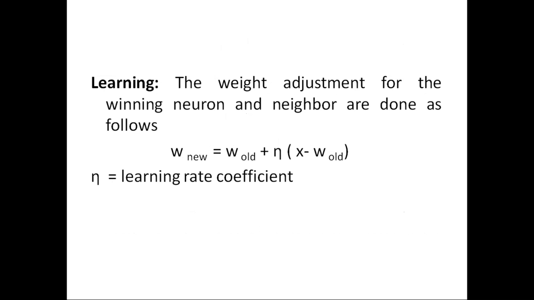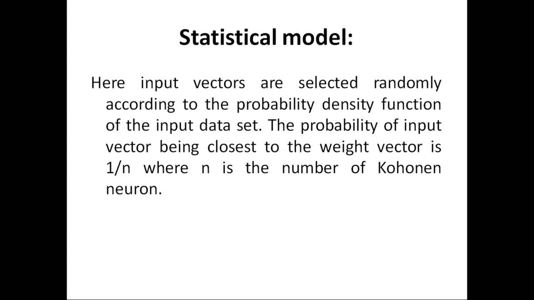And then you go for this concept of learning. Here learning is purely weight adjustment. The weight adjustment for the winning neuron and neighbors is done as follows. The new weight W new is equal to the old weight W old plus eta into (x minus W old). So eta is the learning rate coefficient, and x is the input. You multiply x minus W old by eta, and that is added to the old weight, so it becomes the new weight. So this is the learning.